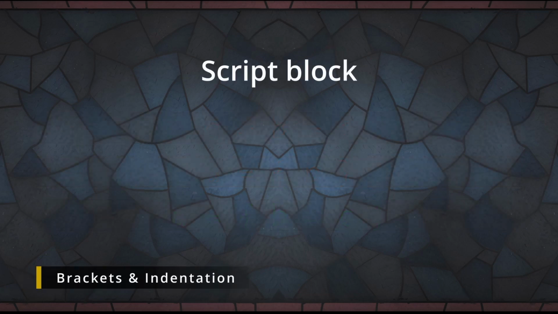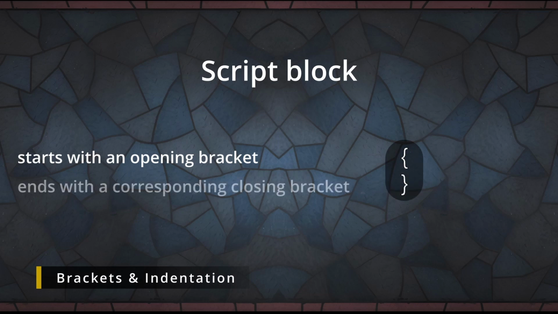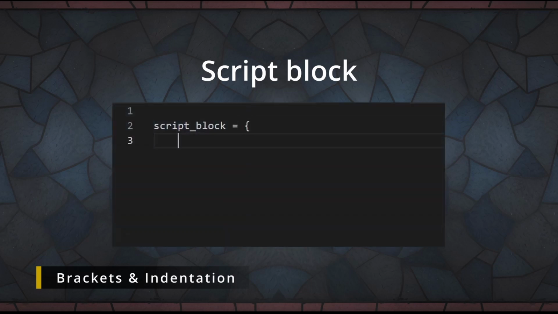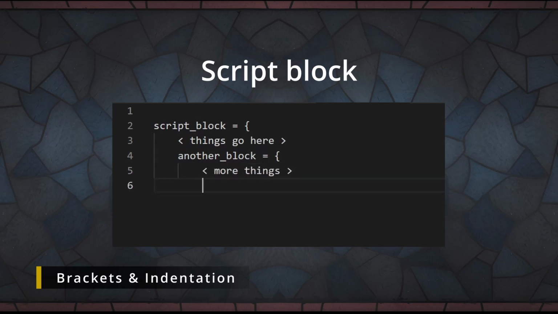So let's go over the definition of a script block once again, in which we'll add a small but very important detail. A script block starts with an opening bracket and ends with a corresponding closing bracket. And corresponding is key here. You should always have exactly the same number of opening and closing brackets in your files. To spot bracketing errors more easily, whenever you open a block, indent the next line using the tab key, and always unindent before closing a block.